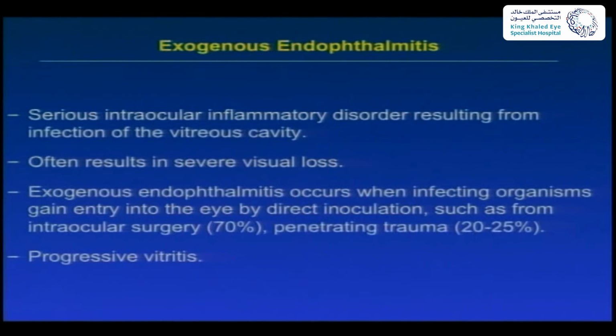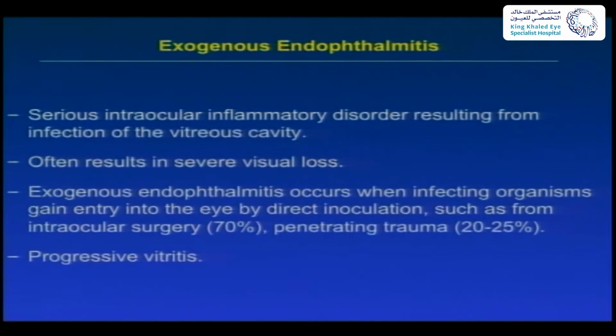So exogenous endophthalmitis is a serious intraocular inflammatory disorder resulting from infection of the vitreous cavity. It often results in severe visual loss. Exogenous endophthalmitis occurs when the infecting organism gains entry into the eye by direct inoculation. This is different from that of endogenous endophthalmitis, such as intraocular surgery.